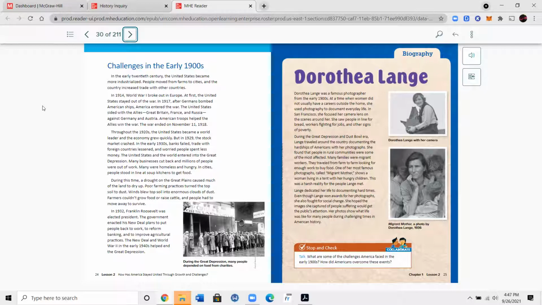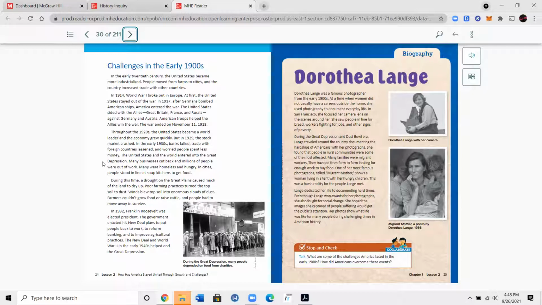Through the 1920s, the United States became the world leader and the economy grew quickly. But in 1929, the stock market crashed. In the early 1930s, banks failed, trade with many foreign countries lessened, and worried people spent less money. The United States and the world entered into the Great Depression.